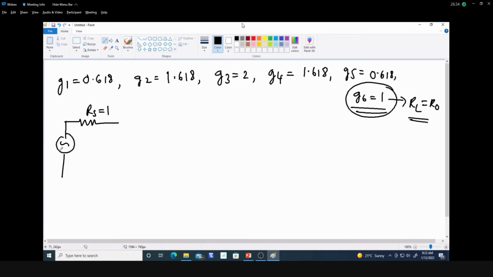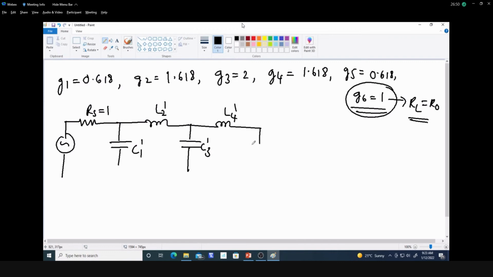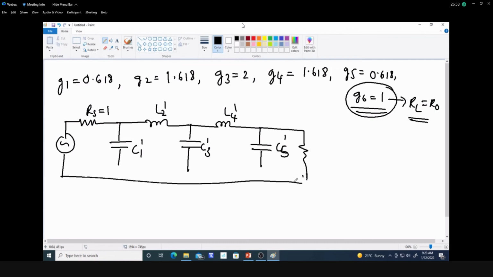Now, if we take this configuration, the first element is the capacitor, so I need to take C1 dash, and the second element is L2 dash, and then the third element we are going to get C3 dash, and the fourth element again an inductor, L4 dash, and the fifth element we are going to get C5 dash, and then we have the normalized load resistance. This is what we are going to get.